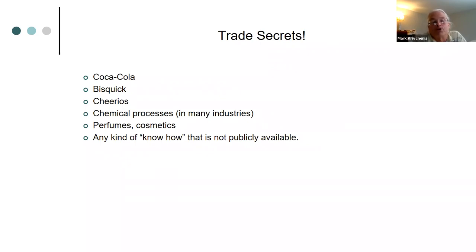There was a person who left the company and went to work for a rival cereal company. He happened to download some files before he left General Mills, and they prevented that from going forward. Chemical processes, in many industries, trade secrets are processes. So if you've got a process that you can keep inside a building and hide, it's easier to keep a trade secret. Perfumes, cosmetic formulations. By definition, a trade secret is any know-how that's not publicly available.